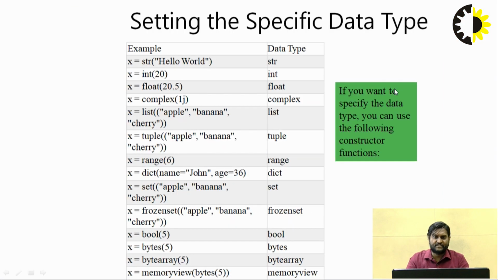Next, we discuss setting the specified data type in Python programming. We are using simple constructor functions to create the data types. There is another method to represent the data types. A simple str hello world, int 20, float, complex numbers. List is a constructor. Inside the constructor we create a list, tuple, dictionary, sets, frozensets, Boolean functions, byte array and memory view bytes.